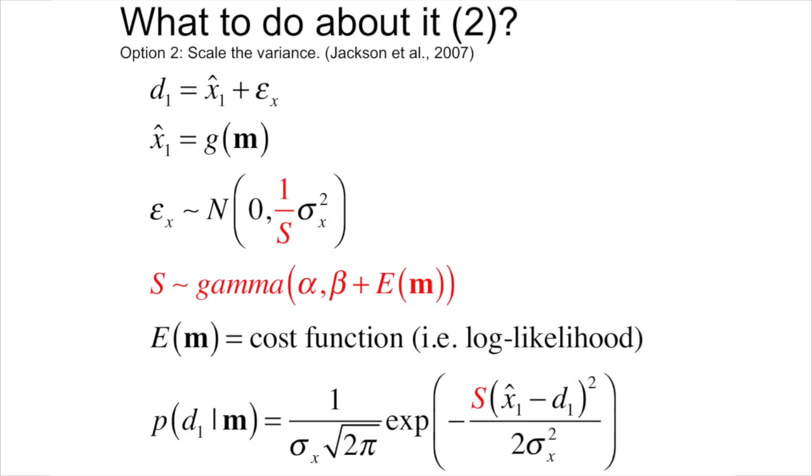What is a gamma distribution? It's a generalization of the normal distribution, and it looks like a skewed normal distribution where the mean is alpha divided by the second part of the argument for the gamma distribution. It may not be obvious why we chose the gamma function here and why we stuck the cost function in here. But if we have the cost function in the second term, if we have a large model data discrepancy, that will make the mean value of S go lower, which is the same as making the sigma bigger.